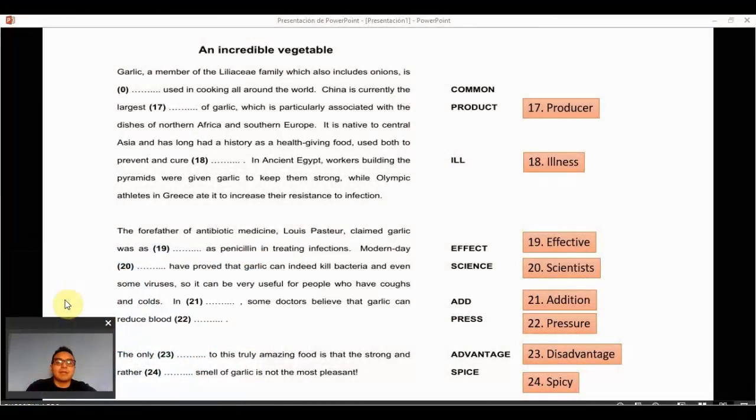Hello, my name is Brian Rivera and I am going to talk about part 3 of the FCE reading test. In this part, there are 8 spaces that we must fill with adjectives, nouns, verbs, and adverbs. You need to know the negative forms of these words.